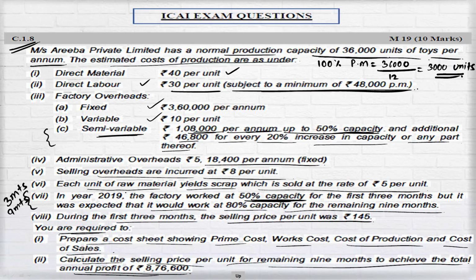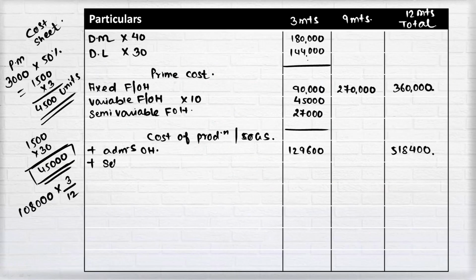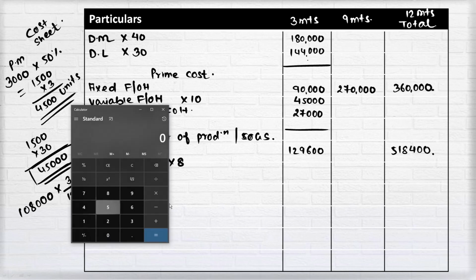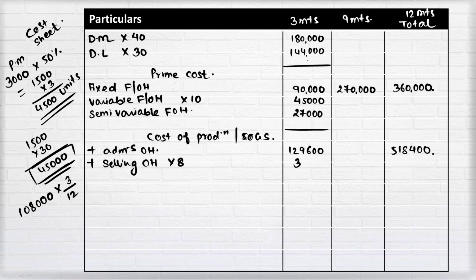Plus selling overhead at 8 per unit. Selling overhead is 4,500 multiplied by 8, which is 36,000.